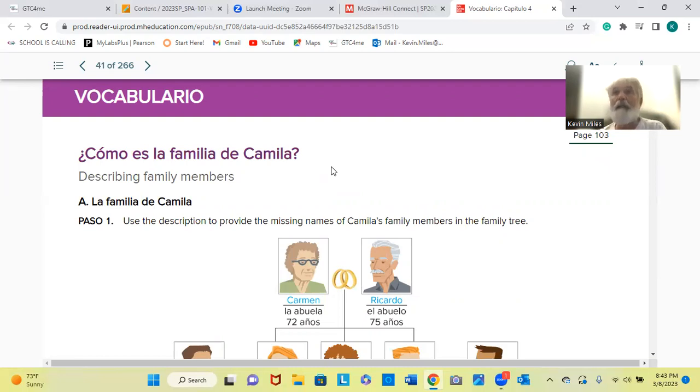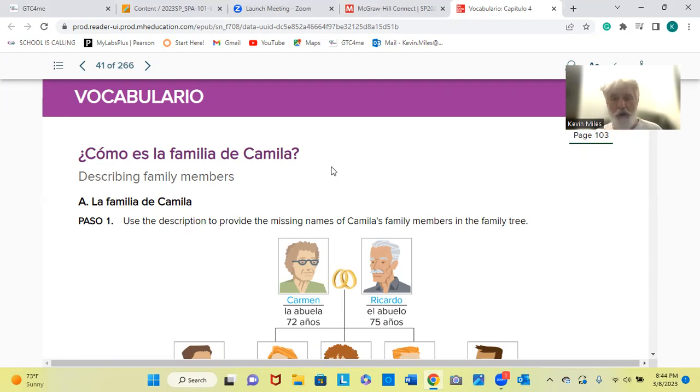Now, how do we say Camila's family? How do we express relationship? We express it with the preposition de. So there is no apostrophe S in Spanish. Again, this is very basic stuff that we've already learned or gone over. So how would we say Camila's family? We would say la familia de Camila, the family of Camila. And we're going to use the same preposition to express relationships to people within our family.